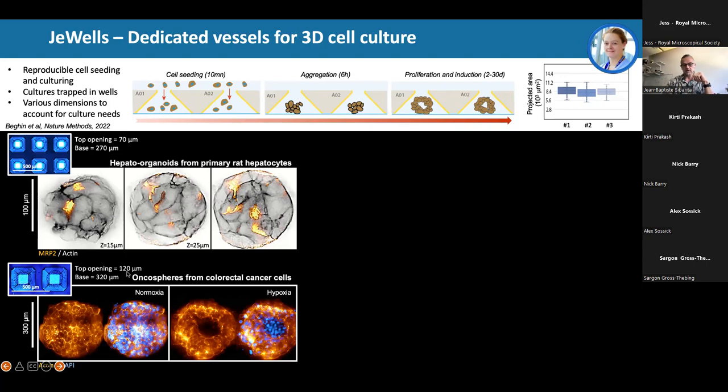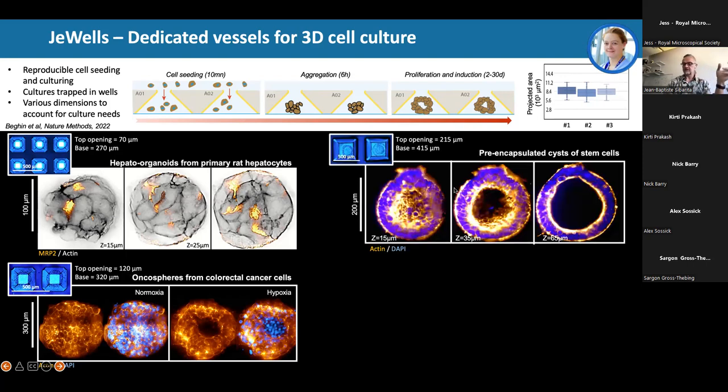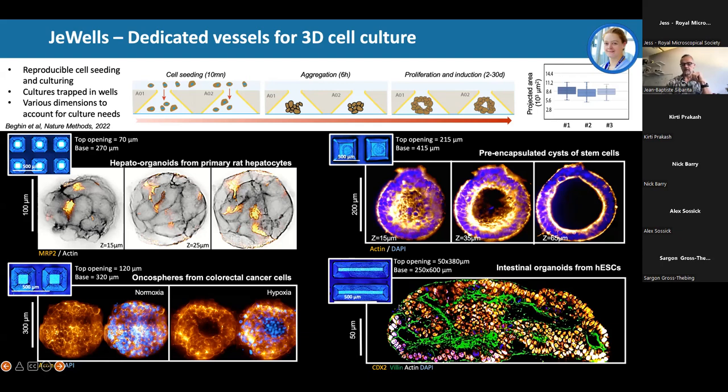The top opening of the well is 120 microns here, same as I showed initially. These are 3D pre-encapsulated cysts, grown with the Trifold technology, and then we put them into the system afterwards. So it is not grown inside, but with a bigger opening you can put them inside and image them. Here is another example: you can also use different types of chambers if you are interested in long structures like this intestinal organoid. Here you use this type of chamber. You still always have this micromirror that needs to be in proximity and in the field of view to be able to create the light sheet. This is another limit, but it still works.